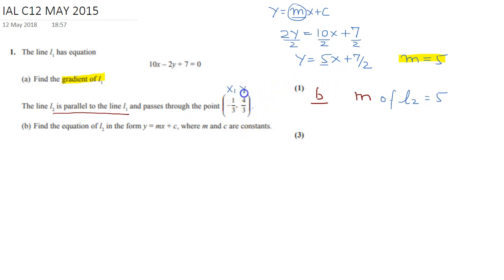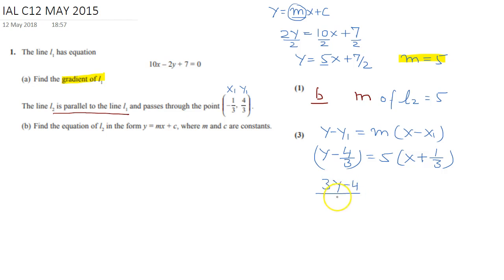So this is x1 and this is y1. We know the equation of a line, if it is passing through a point and the gradient is given, is y minus y1 is equal to m times x minus x1. So y minus y1, which is 4 over 3, is equal to 5 times x minus x1. This is another minus, so minus and minus gives plus 1 over 3. So y minus 4 over 3 is equal to 5 times x plus 1 over 3.